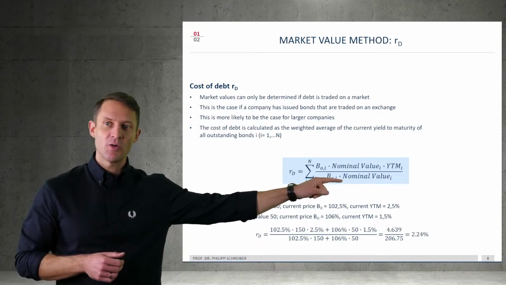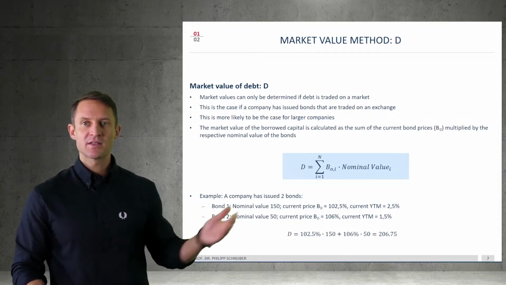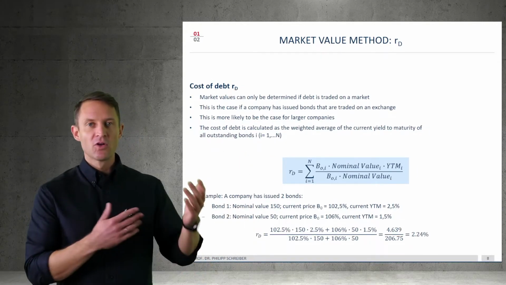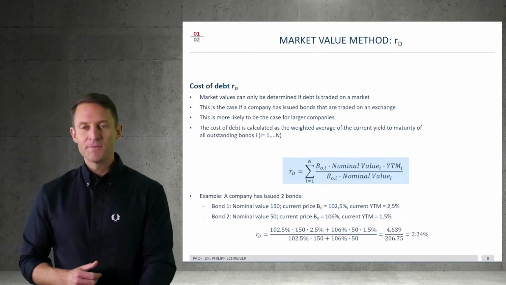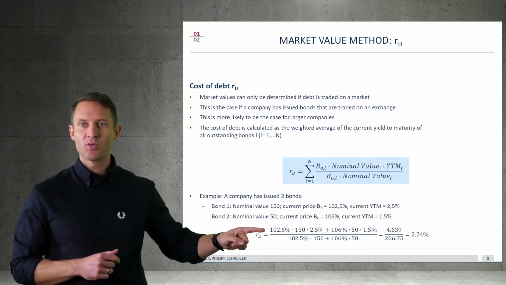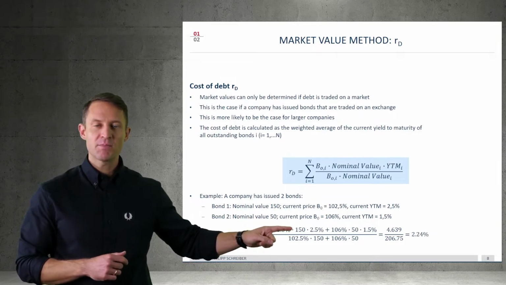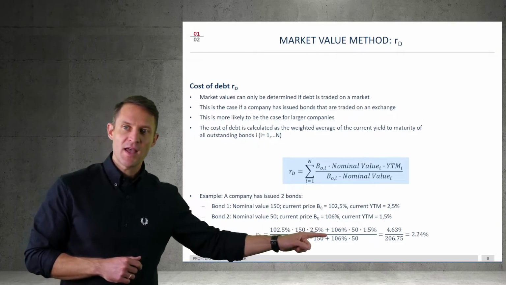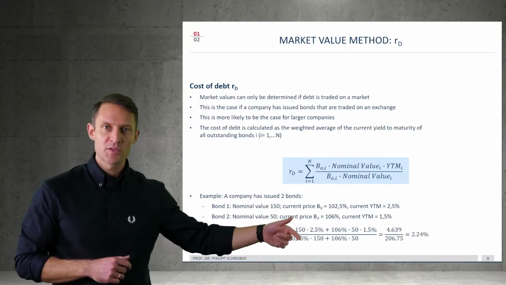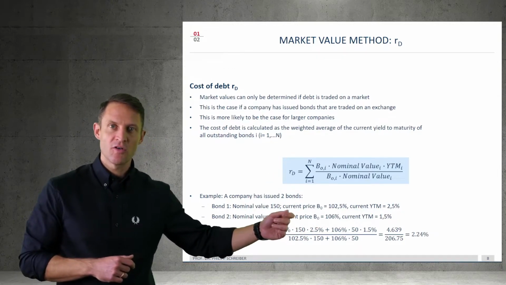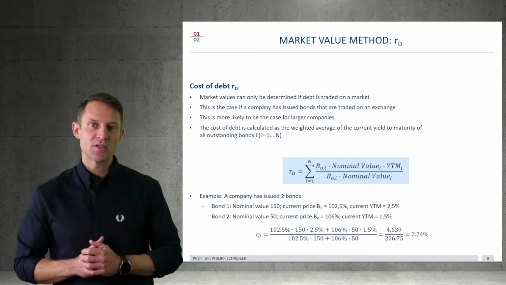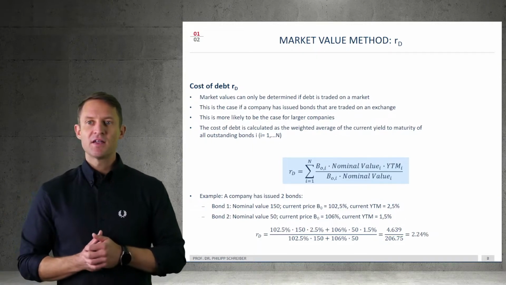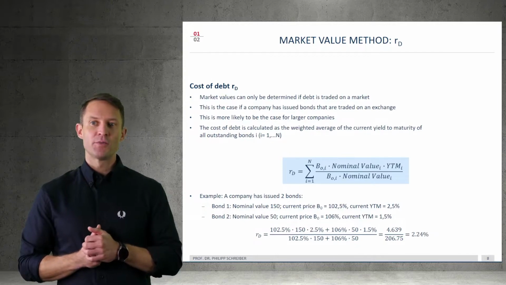So this number here in the denominator is the exact same number as we calculated here. You can see it's the same formula. It's just in a denominator. And if we look at the example, how would we do it? We would take the bond price here of bond 1, 102.5%, multiplied by the nominal value, multiplied by the yield to maturity, which is given, then add price of bond 2 times nominal value of bond 2 times yield to maturity of bond 2, and divide it by 206.75 million, the market value of debt. And in this example, we would find the average yield to maturity here is 2.24%.